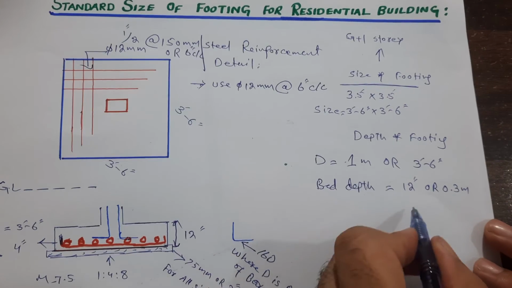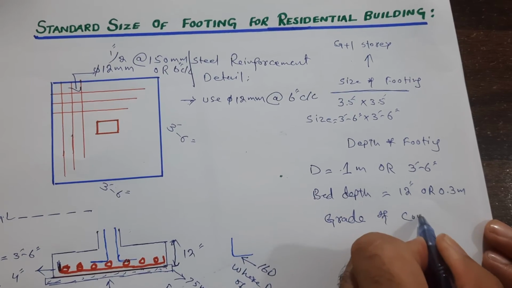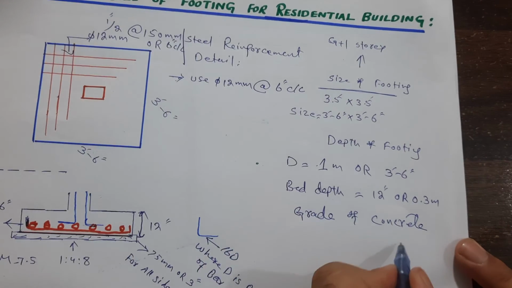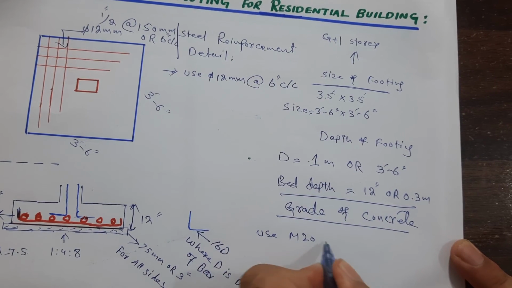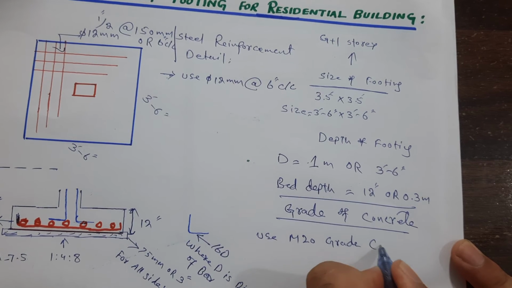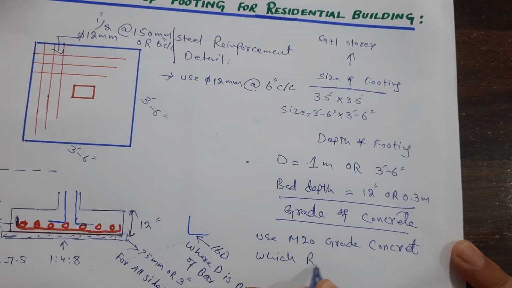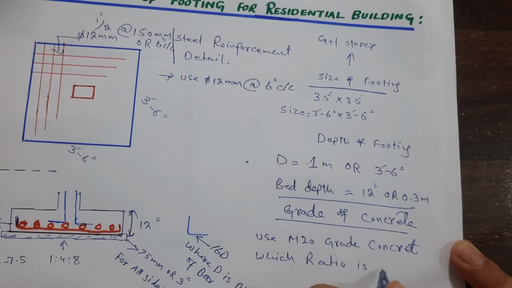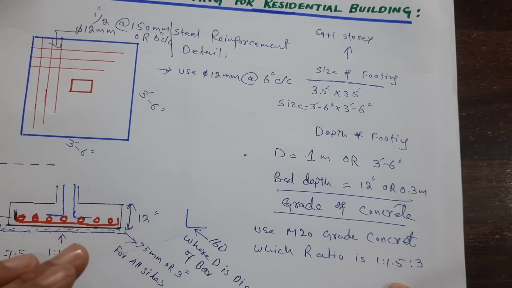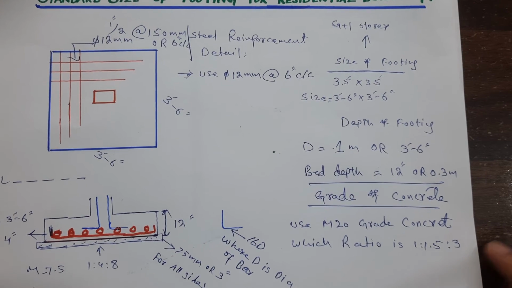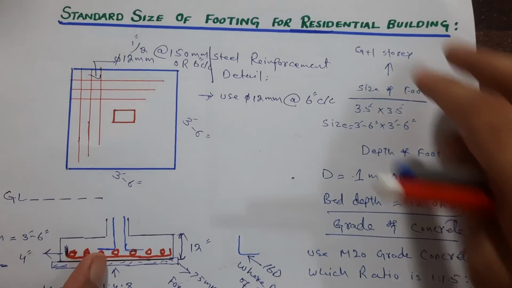Now let me guide you for grade of concrete. So here guys, remember, use M20 grade concrete, which ratio is 1:1.5:3. 1 part cement, 1.5 parts are sand, and 3 parts are aggregate. So this is for M20 grade concrete because this is the foundation.